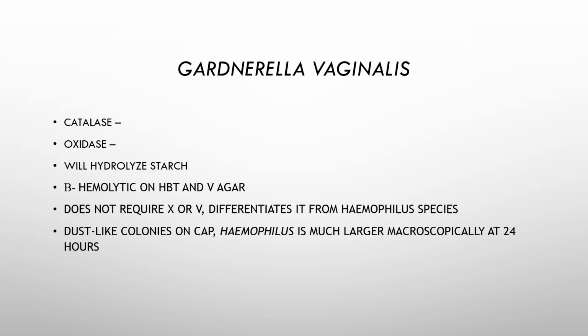They will break down starches, and they're beta hemolytic on horse blood Tween agar and V agar, which is selective for Gardnerella vaginalis. Unlike Haemophilus, they don't require X or V factors, so you're not going to get them confused with Haemophilus. And Haemophilus is much larger at 24 hours.